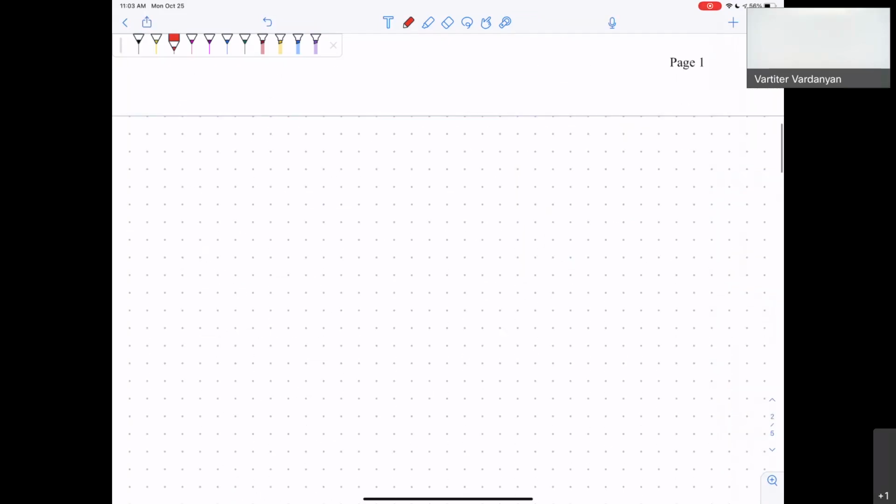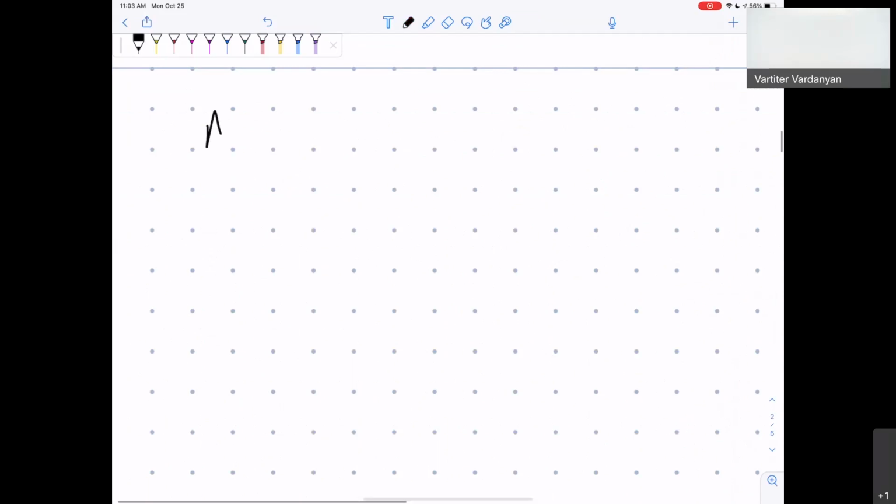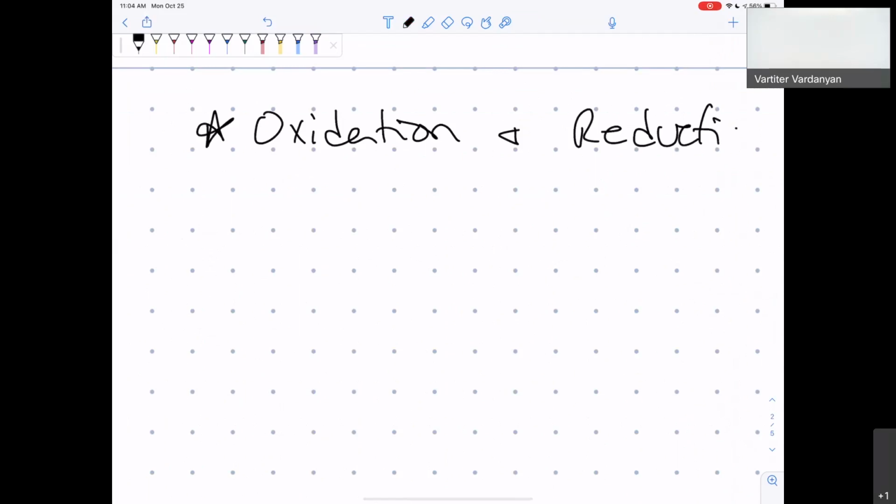All right, so let's look at oxidation and reduction. What do you guys remember from oxidation and reduction? Okay, yes. For oxidation, we're making more bonds to oxygen. For reduction, we're reducing the number of bonds to oxygen. Cool. What did we learn about leaving groups?